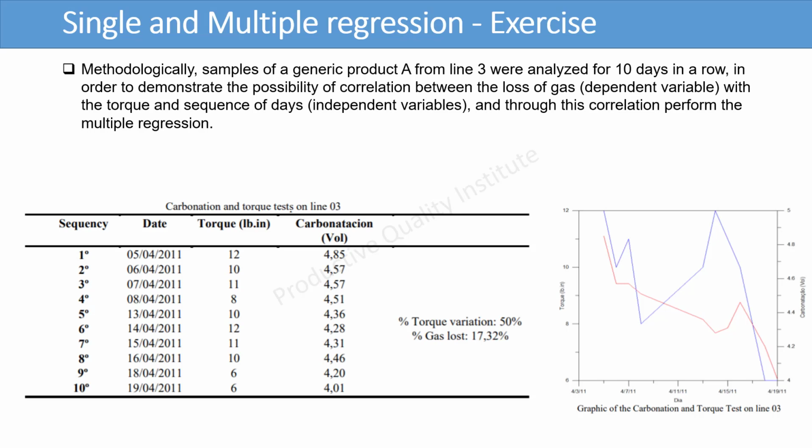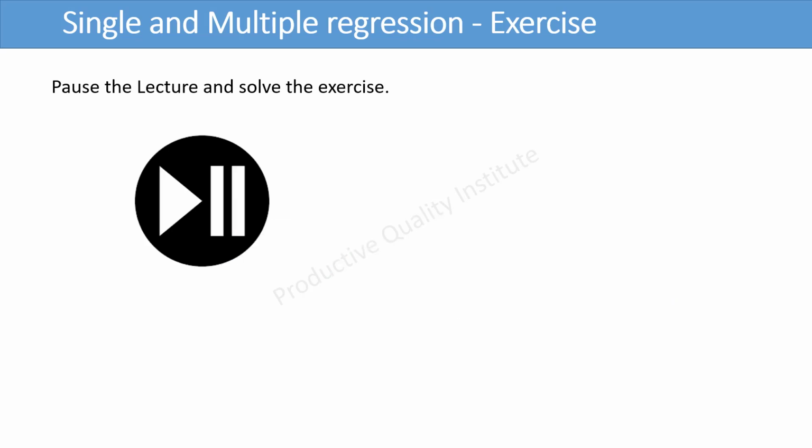Methodologically, samples of a generic product, A, from line 3 were analyzed for 10 days in a row in order to demonstrate the possibility of correlation between loss of gas, which is the dependent variable, with the torque and sequence of days, which are independent variables, and through correlation, perform the multiple regression. Please pause the lecture and solve the exercise.